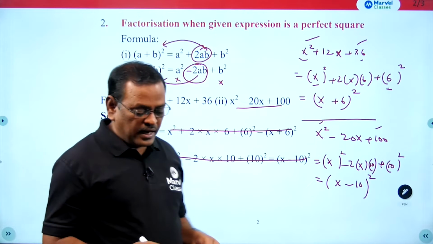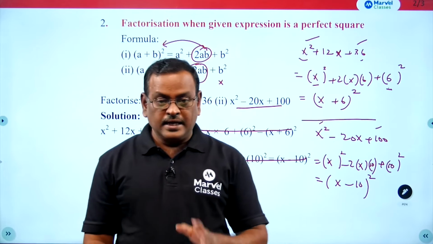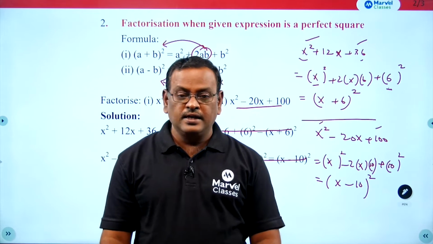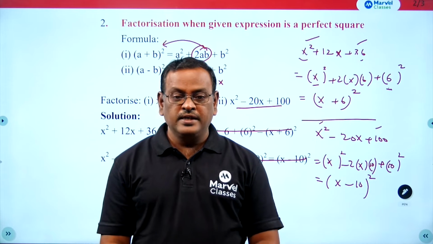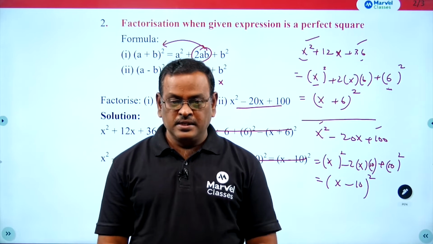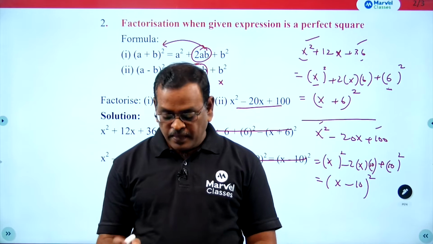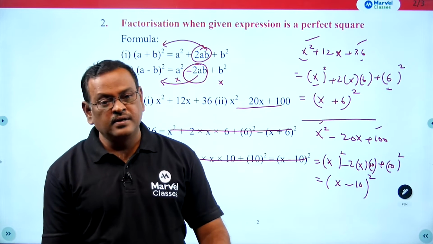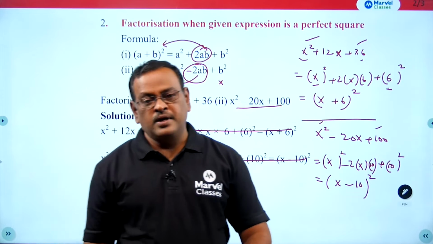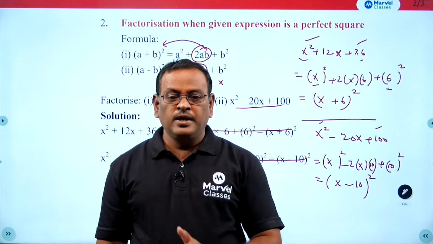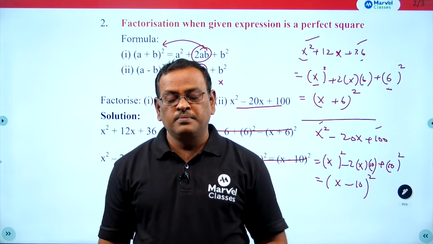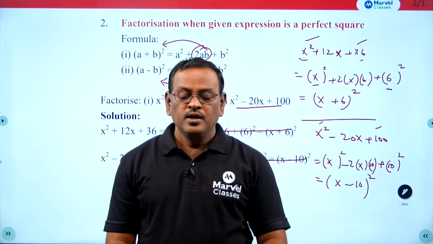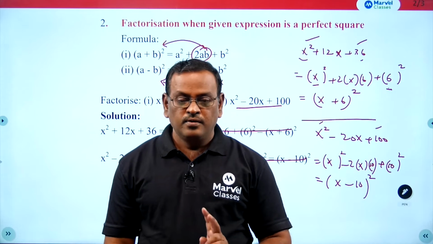Okay. So now we have the second, third technique. What is the third technique? Two different types of expression. One expression is in terms of a square minus b square. If an expression is in terms of a square minus b square, we can apply the identity a plus b into a minus b. And the second model problem is a square plus 2ab plus b square equal to a plus b whole square, or a square minus 2ab plus b square equal to a minus b whole square. So far we discussed 4 concepts.